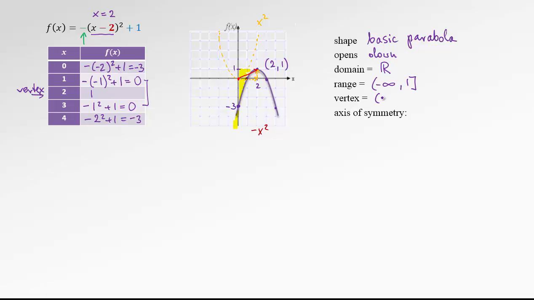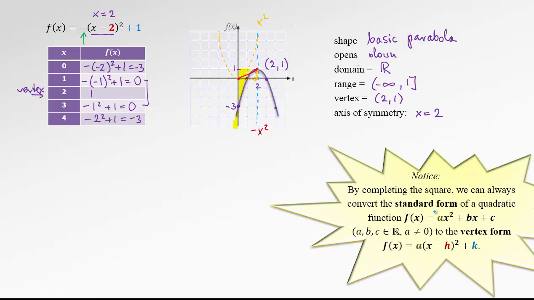Okay, let's record this. Vertex is (2, 1). Axis of symmetry, that's the line that passes through the vertex, and it's a vertical line. So its equation is x equals 2, the first coordinate of the vertex. Notice that any quadratic function given in a standard form like this can be converted to the vertex form, like that, by completing the square procedure.